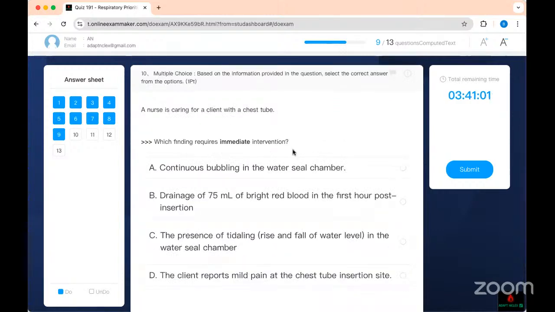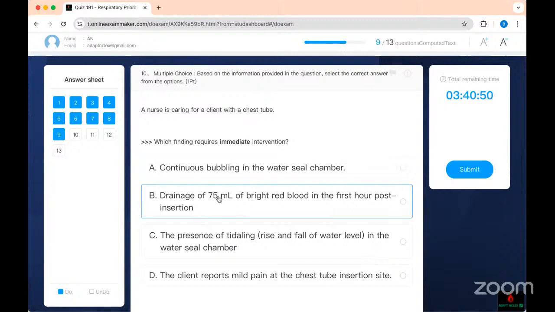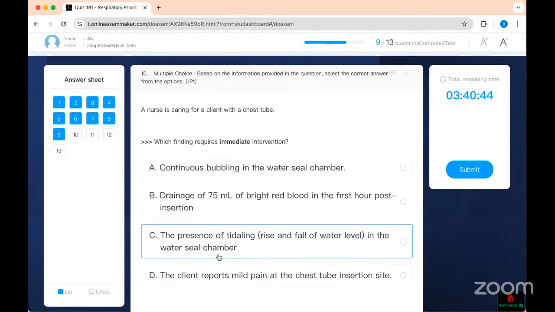Which finding requires immediate intervention? And that is caring for a client with a chest tube. I have a chest tube. Know things about chest tubes. They are content related. Continuous bubbling in the water seal. Drainage of 75 bright red in the first 4 hours. Presence of tidaling in the water seal chamber.